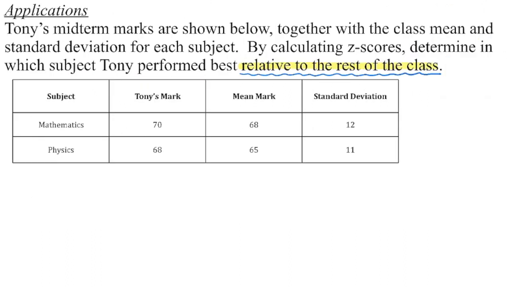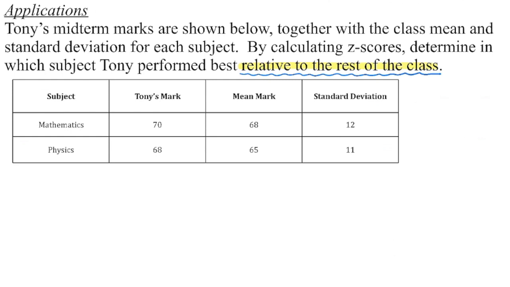We're going to look at 2 examples of how you can apply this. In the first question, we're given a table of data, and it represents Tony's midterm marks for both math and physics. Now, we can clearly see that Tony did better in math than he did in physics. We also know the class did better in math than they did in physics. The question, however, wants to know in which subject does Tony perform better relative to the rest of the class.